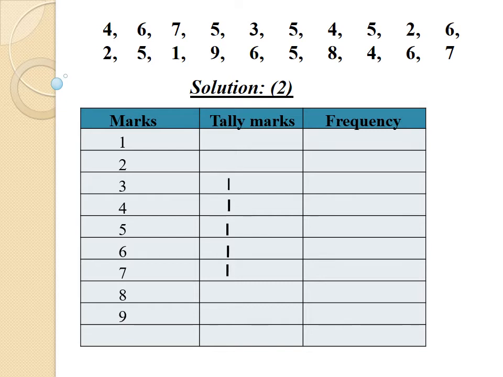Then is given again 5. So, in front of 5, again, we have to draw a tally mark. Students, likewise, we have to complete the second column by drawing a tally mark in front of the marks given.